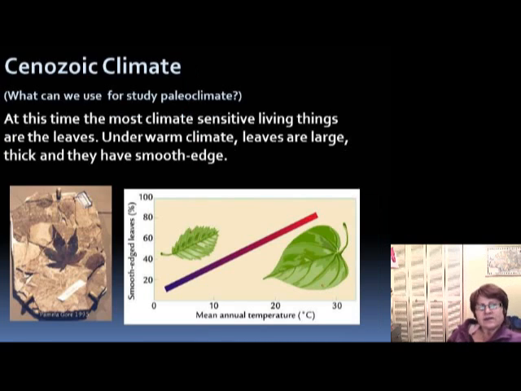Okay, so now we are at the Cenozoic climate, but I guess I have to stop right here and restart it because I can only record 15 minutes at a time, and I'm already at 13.